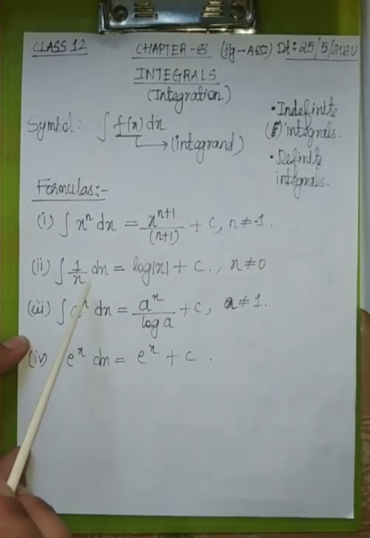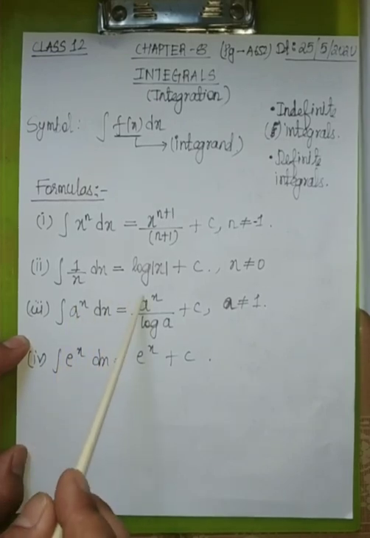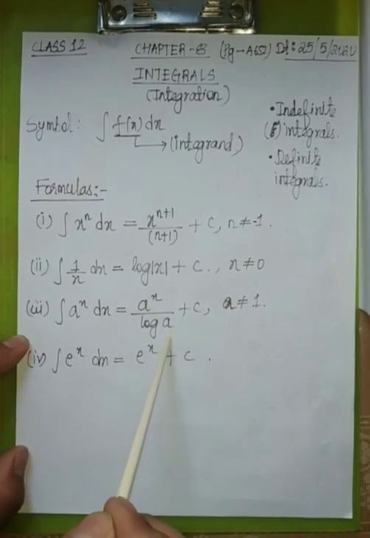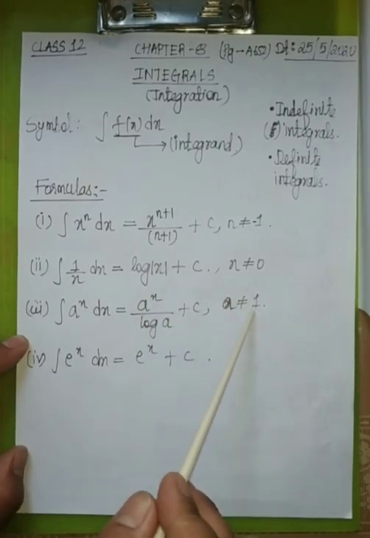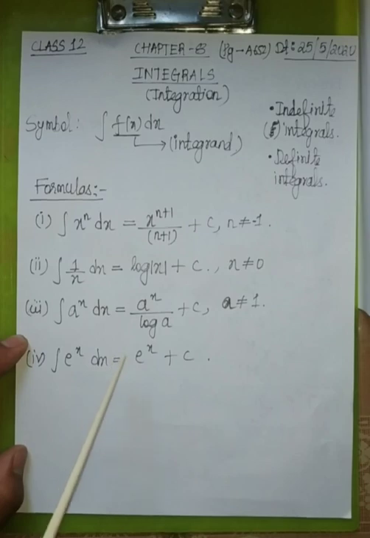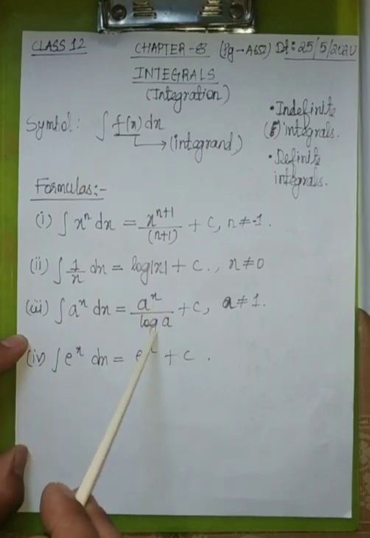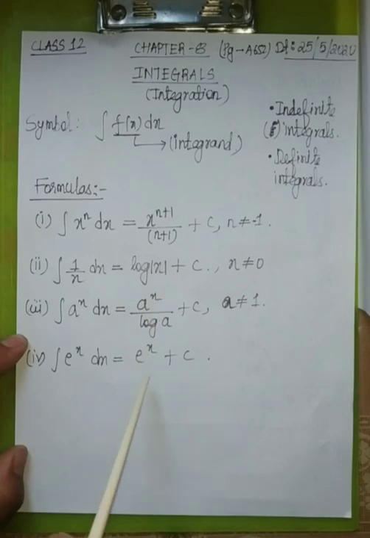Here, integration of a to the power x. Remember the formula of differentiation of a to the power x. Differentiation of a to the power x was a to the power x into log a, isn't it? And here it will be a to the power x, not into but divided by log a, plus c. And here a cannot be equal to 0. So please keep these things in your mind. The formulas are quite similar in integration and differentiation; subtraction in one, addition in the other. These are opposite. In differentiation it is into, in integration it is divided by. And e to the power x is the same as e to the power x. Integration of e to the power x is e to the power x plus c. Differentiation of e to the power x is also e to the power x.